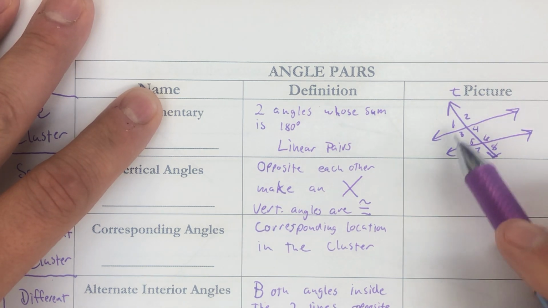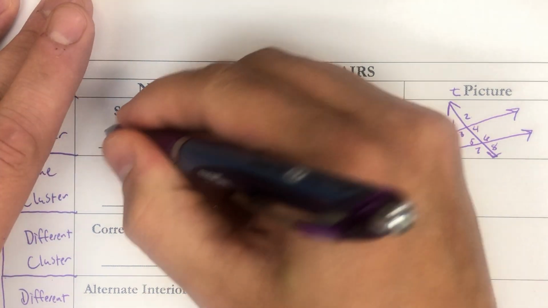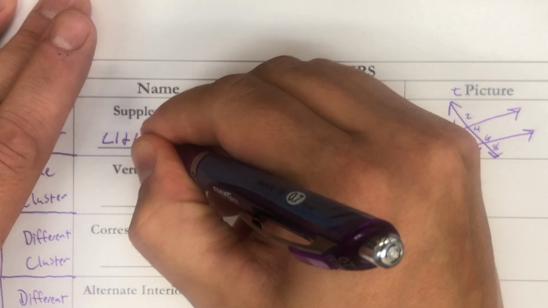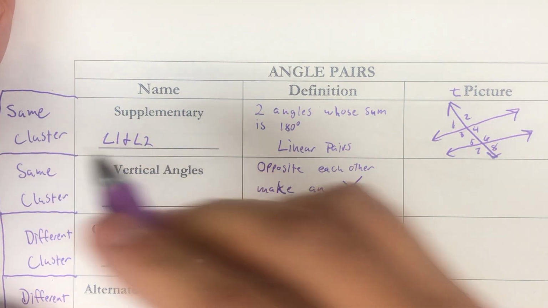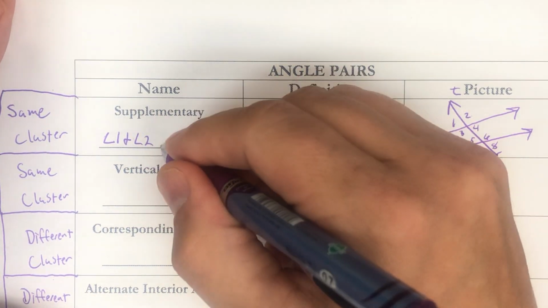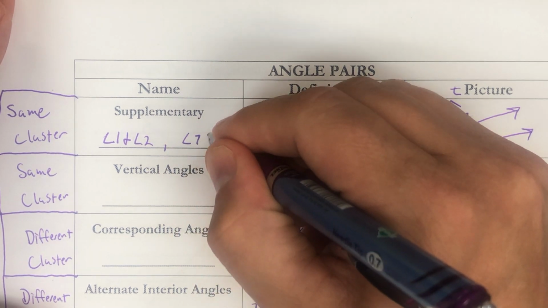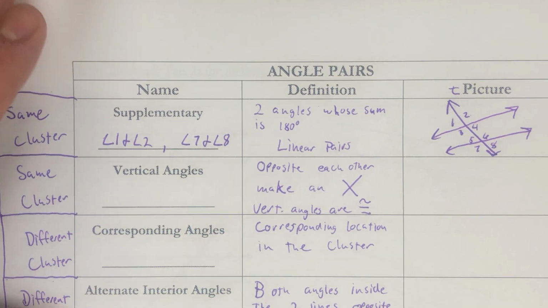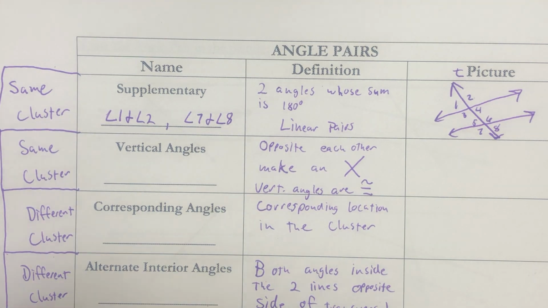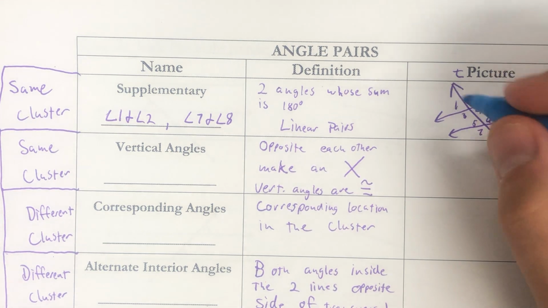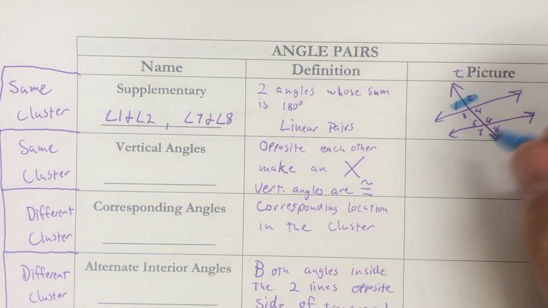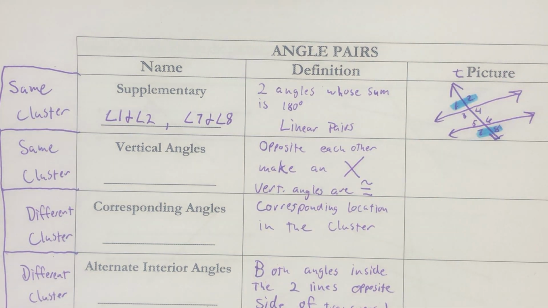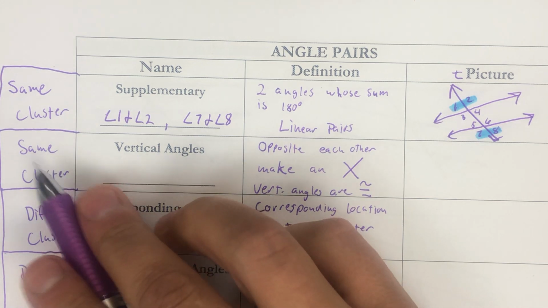So a linear pair, 1 and 2, those are supplementary. They're in the same cluster. Another linear pair could be 7 and 8. All right, those are linear pairs. The next example involves vertical angles. I'm going to highlight these a little bit. Angle 1 and 2, 7 and 8. There's obviously more examples than that. Those are just the 2 that I chose. Vertical angles. Same thing, those are in the same cluster.